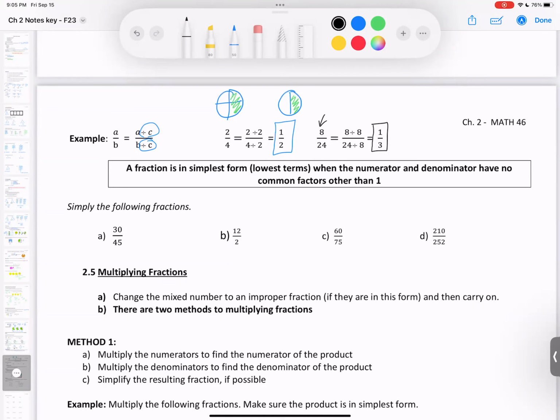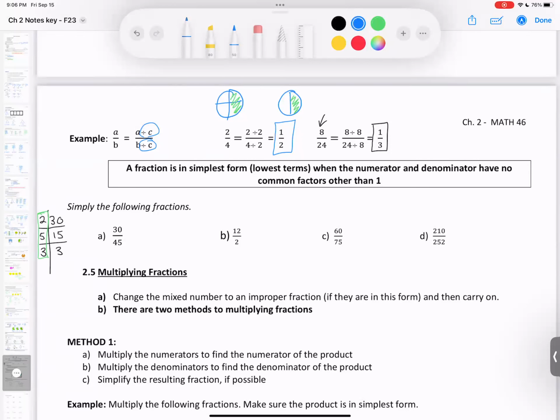Okay, let's take a look at that first one. So we have 30 over 45. So step 1, let's find the GCF. I'm going to use the table method here, the division method. So we've got 30. 30 is divisible by 2 to give me 15. 15 is divisible by 5 to give me 3, and 3 is prime. So here are my 3 prime factors of 30.